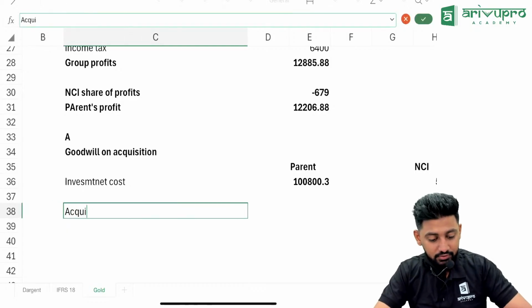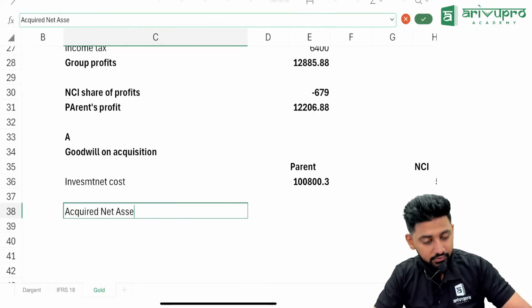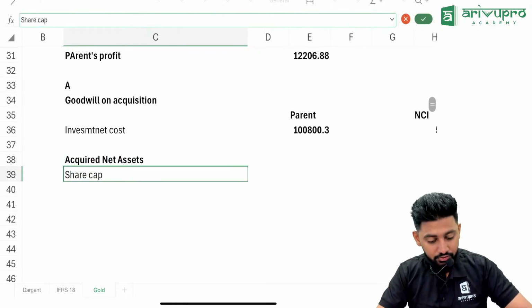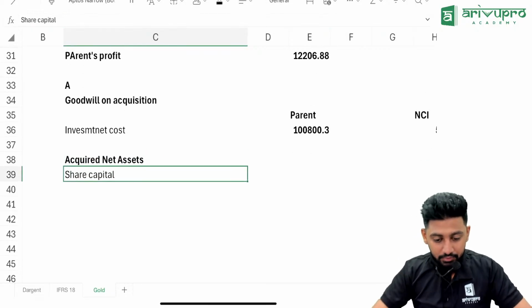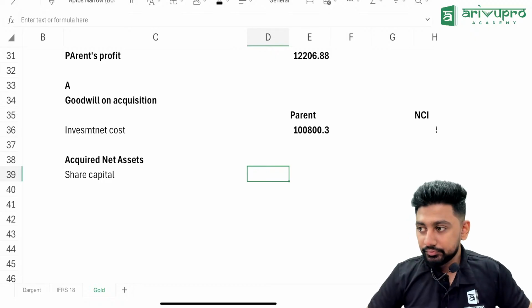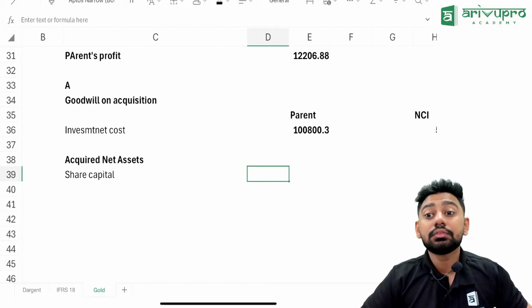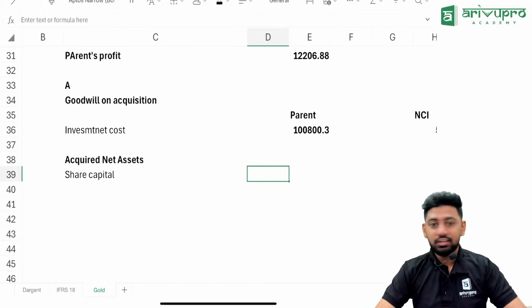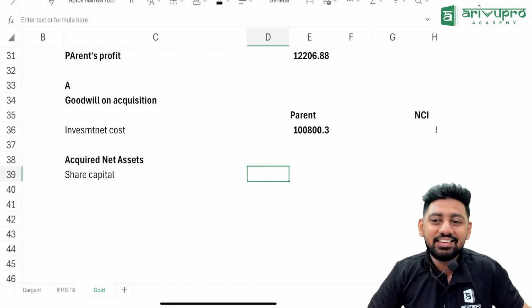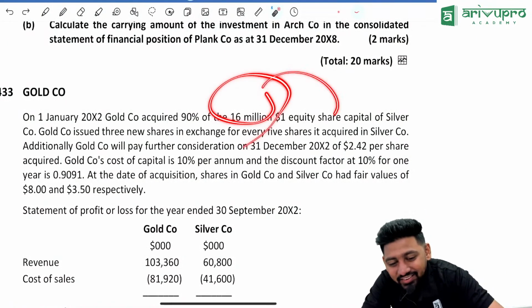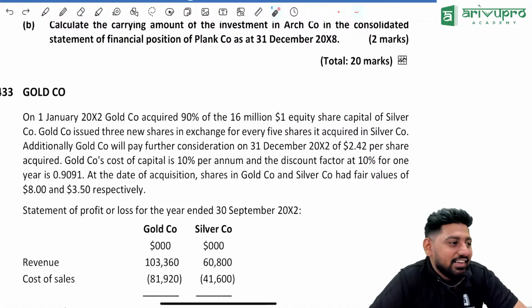From this, what do I do? I deduct acquired net assets. And acquired net assets, what do I have? Share capital. How much is my share capital? 16,000. $16 million equity share capital.